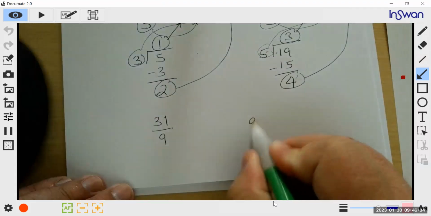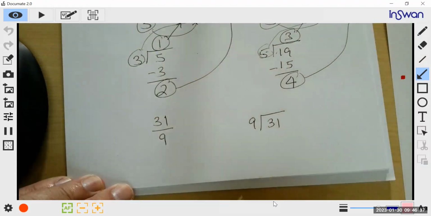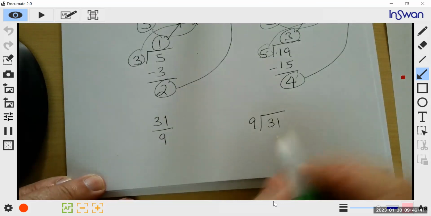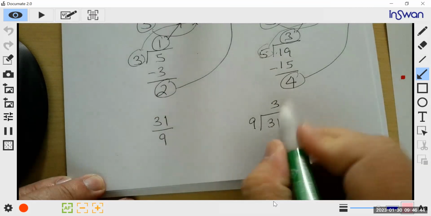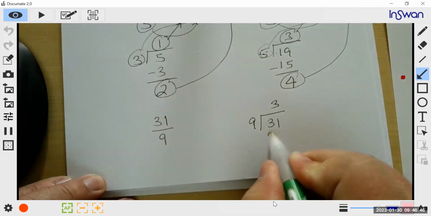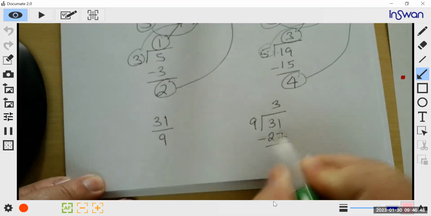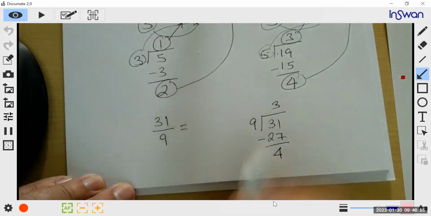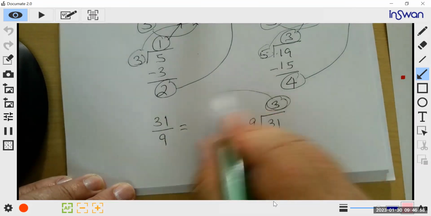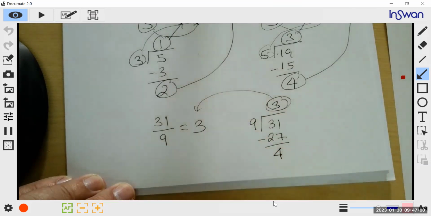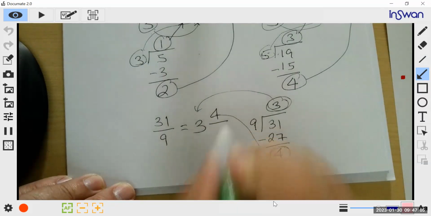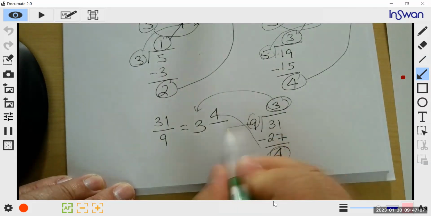So we can look at how many times 9 goes into 31? 3. 3 times 9 is 27. 31 minus 27 is 4. So this is my coefficient. This number goes on top. This number stays on the bottom.